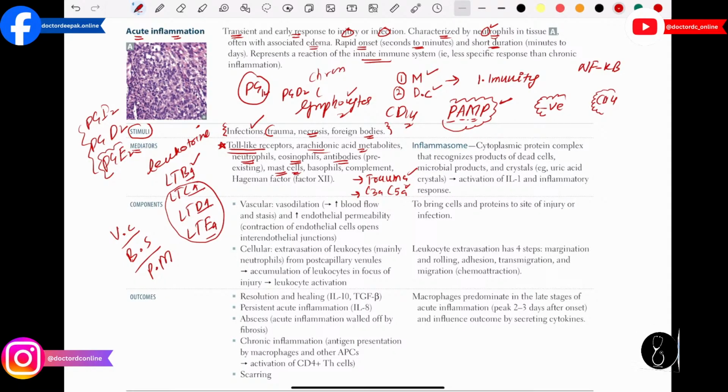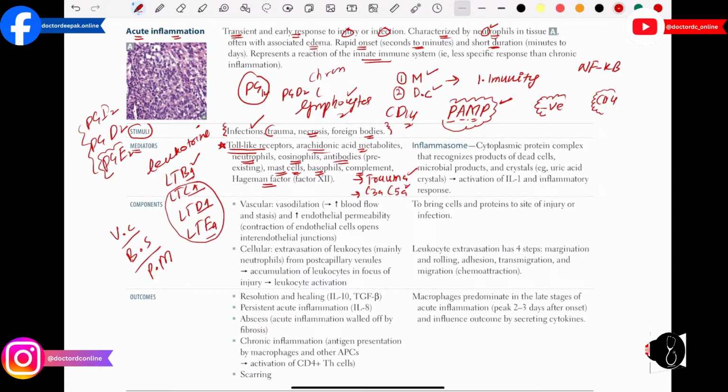Then we have the basophil. These are also mediators of acute inflammation. Then we have the complement proteins. Complement proteins are also important mediators of acute inflammation. Then we have the Hageman factor, like factor 12. These are also important mediators of acute inflammation.